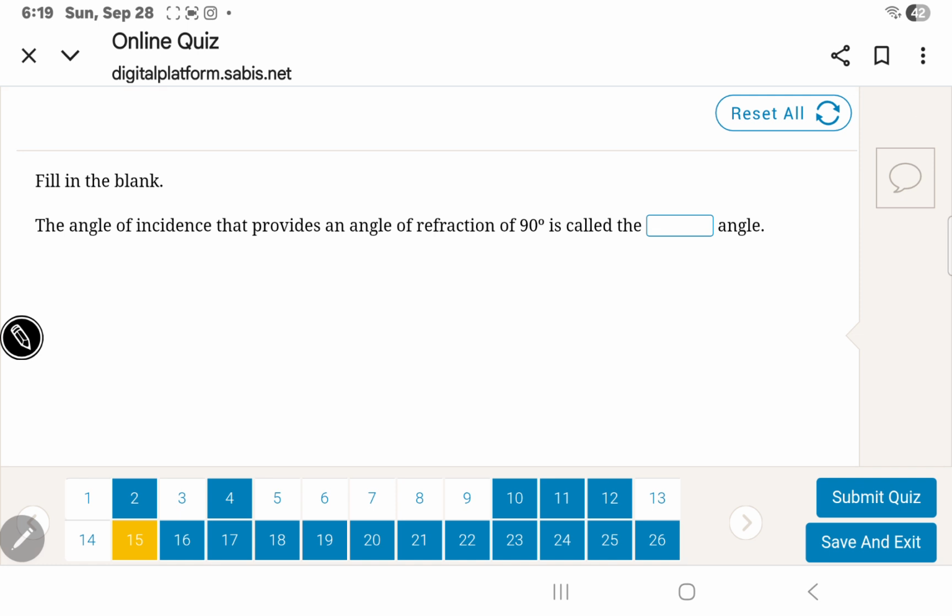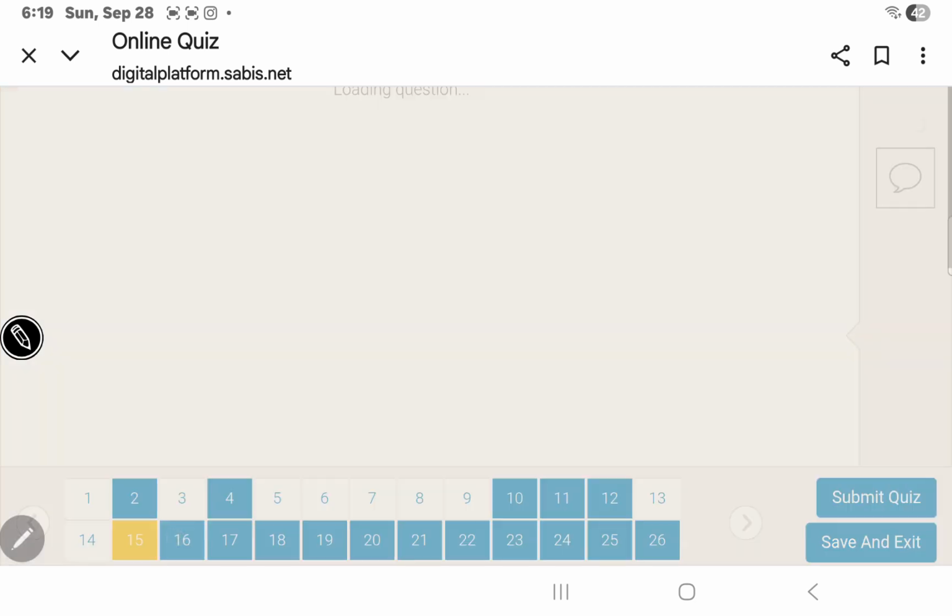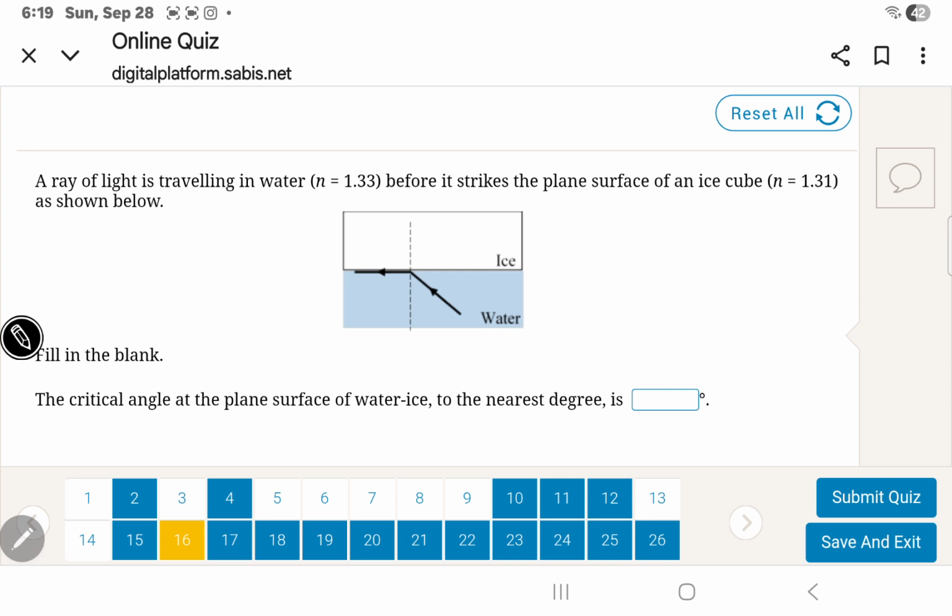Number 15. The angle of incidence that provides an angle of refraction of 90 is called the critical angle. Number 16. A ray of light is traveling in water before it strikes the plane surface of an ice cube. The critical angle at the plane surface of water and ice to the nearest degree is.